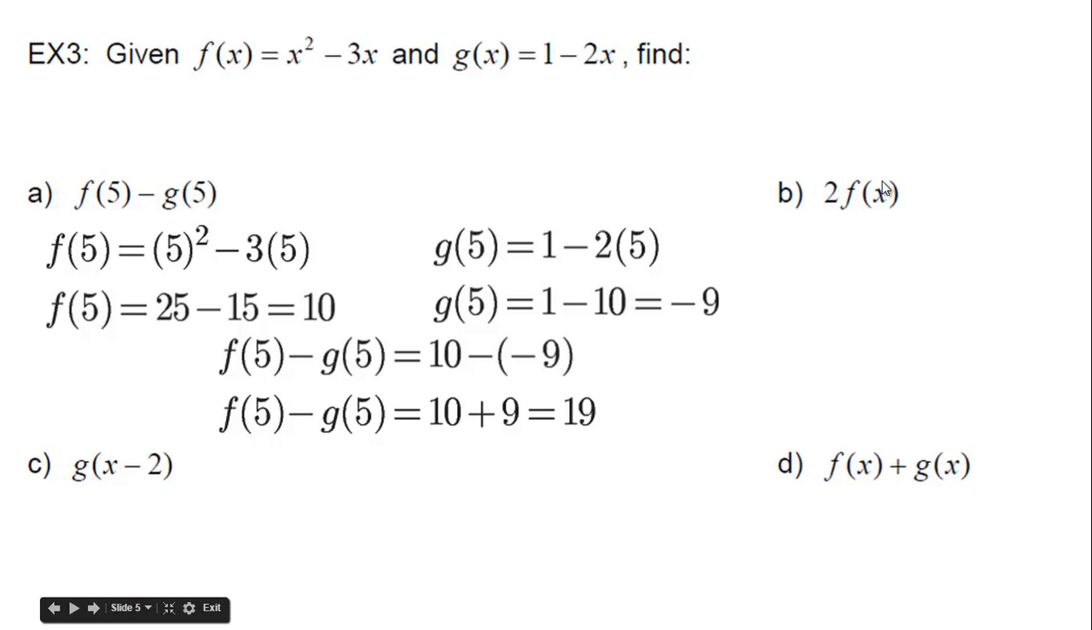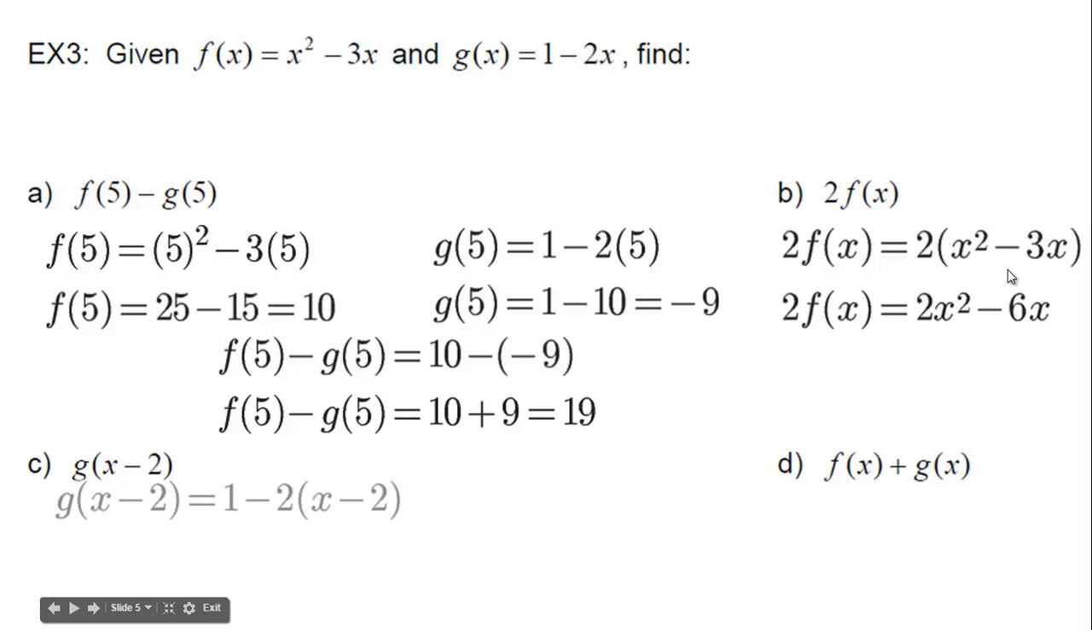This just means double the function, so take the entire function and double it. So we put the 2 in, and we can multiply the 2 by both of the terms inside the brackets. And so we just double the function and we get a new function. Okay.